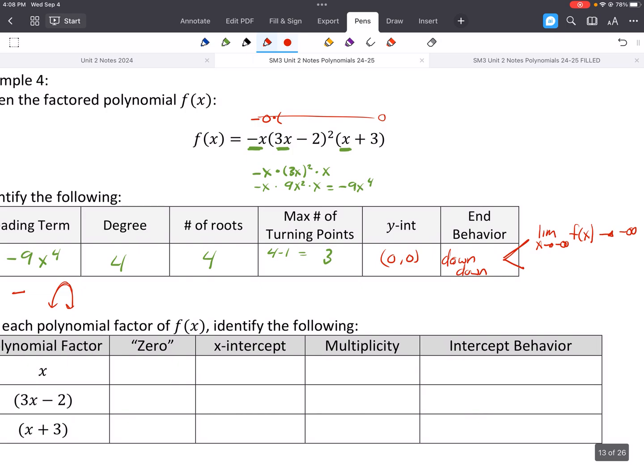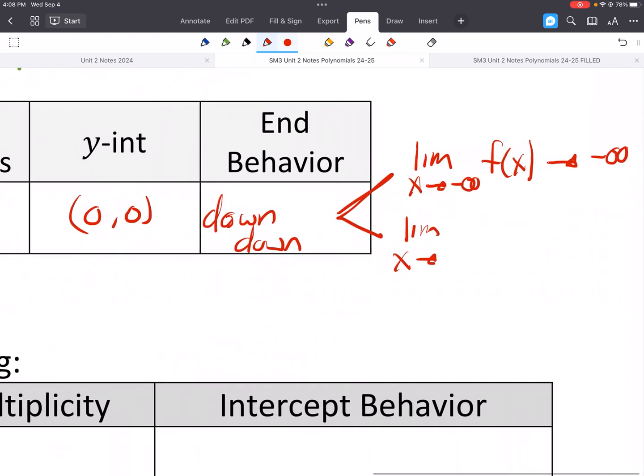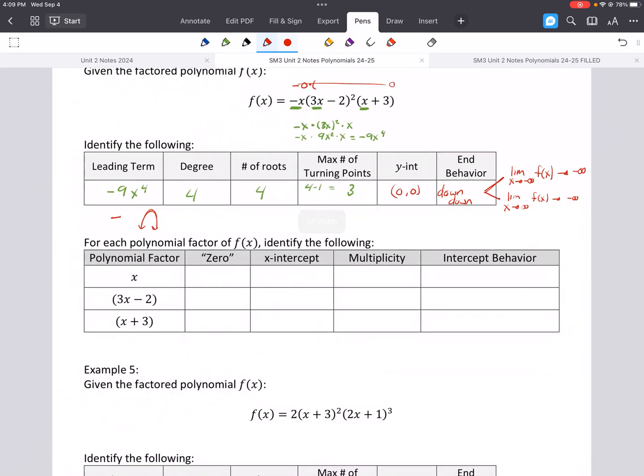And as you go to the right, so the limit as x goes to, sorry, I should zoom in for you here. As x goes to positive infinity, f of x goes towards negative infinity. So they both go down and down. So this is our down and down. Okay? All right, and then we have our factors.